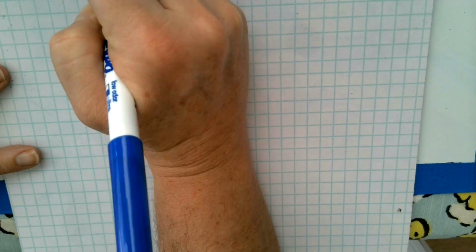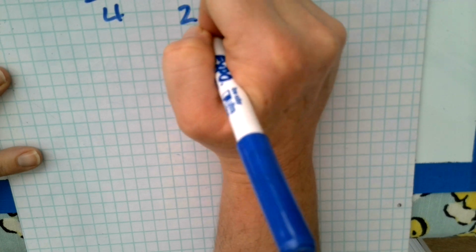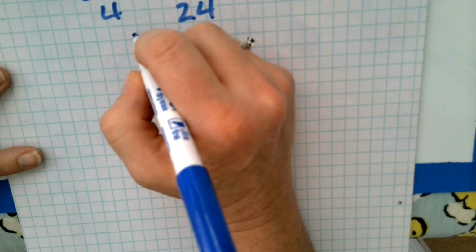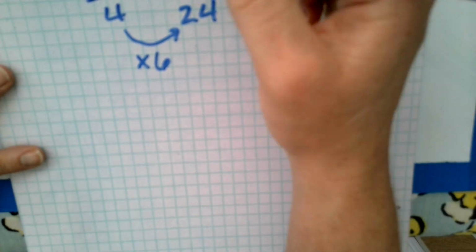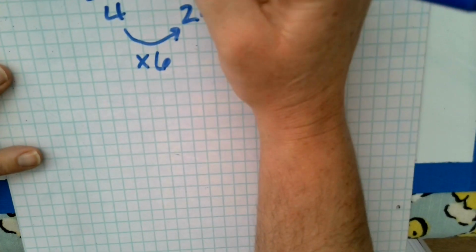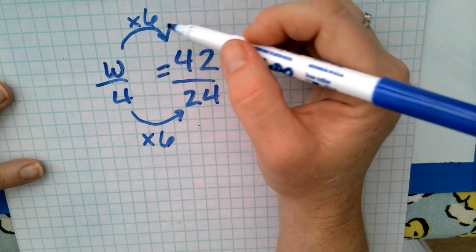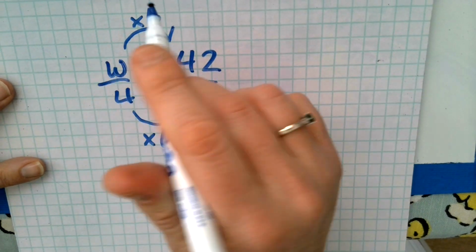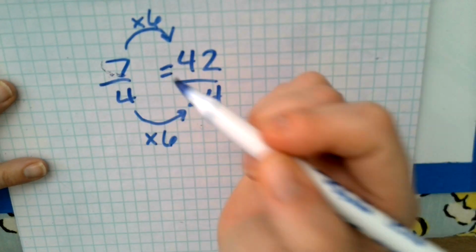So let's go W over 4 equals 42 over 24. Okay? So we could say, oh, here we know that we're multiplying by 6 to get to that. So W times 6 is 42. And you'd say, what times 6 is 42? I know, 7 times 6 is 42. So then you'd put in your 7 there.